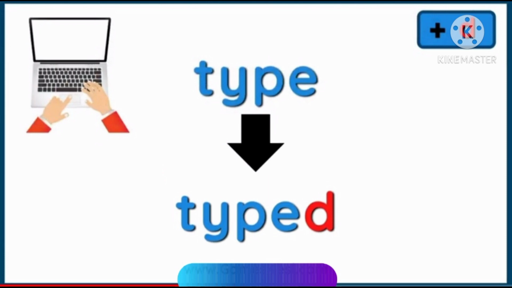It is a base form where you have to add D to it and it will become typed, T-Y-P-E-D. So, the second rule is you have to simply add D to the base form of the verb to change it into the past tense form.